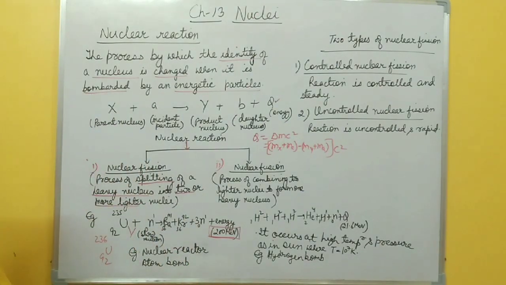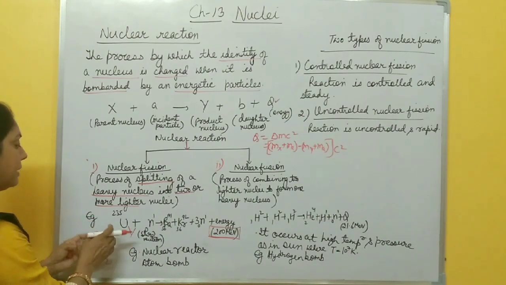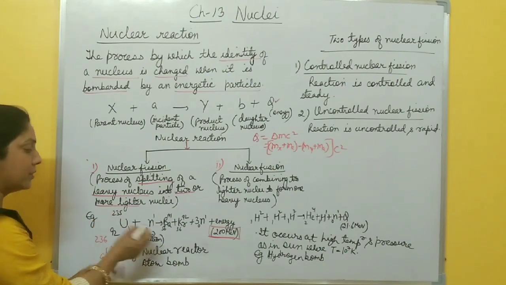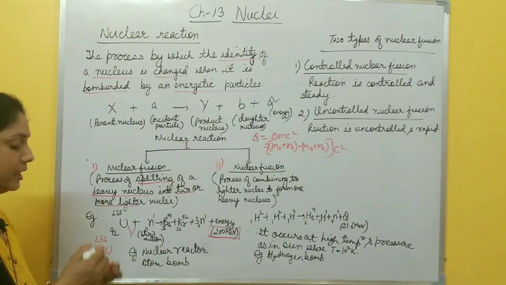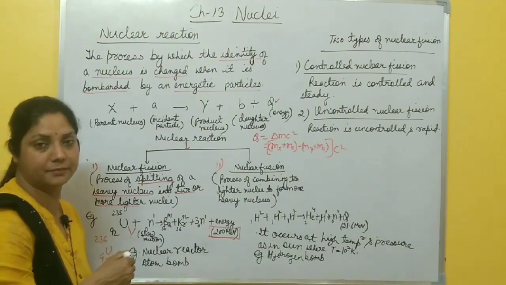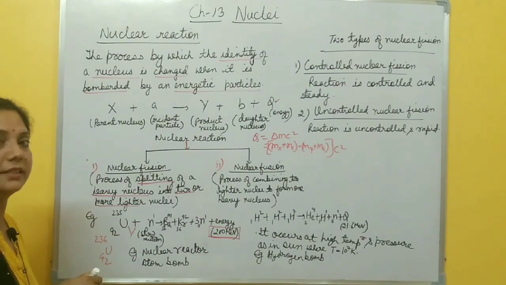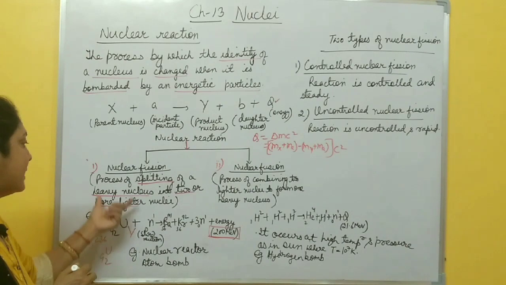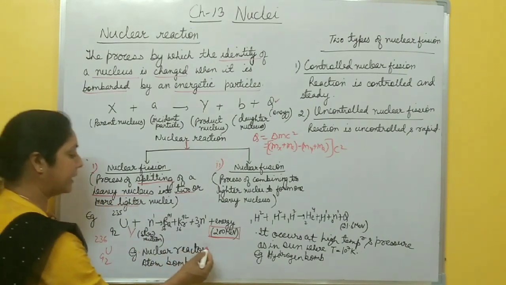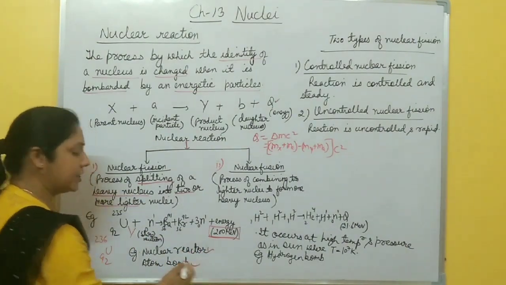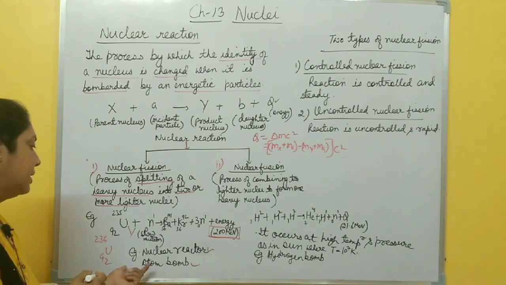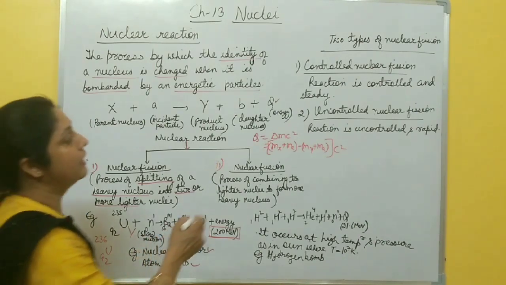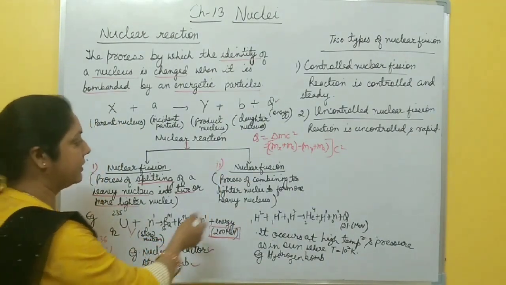Why is this energy released? Due to the difference in masses of reactants and products. The mass of reactants is always greater than the mass of products, and due to this difference in mass, that is mass defect, energy is released. This is about nuclear fission. The best examples of nuclear fission are the nuclear reactor and the atom bomb, which is not in your syllabus, so no need to discuss these things. The nuclear reactor I will discuss later on.